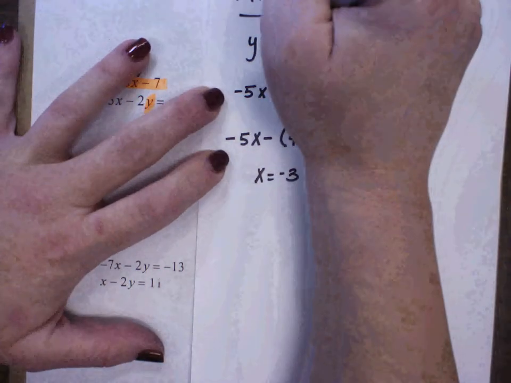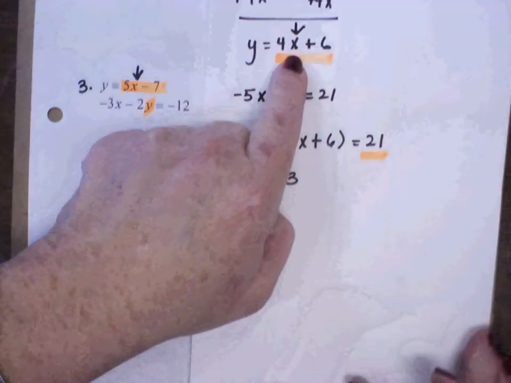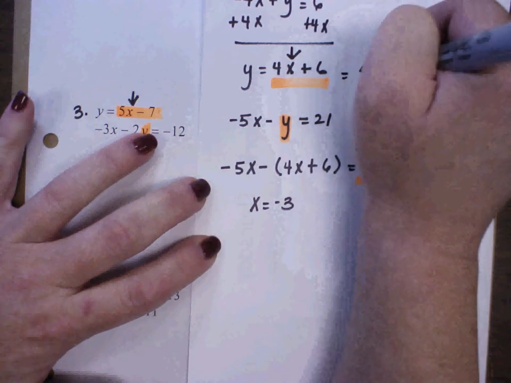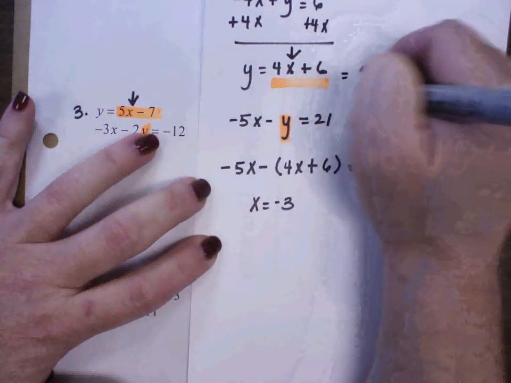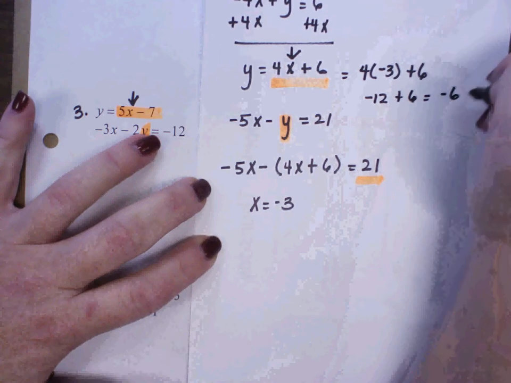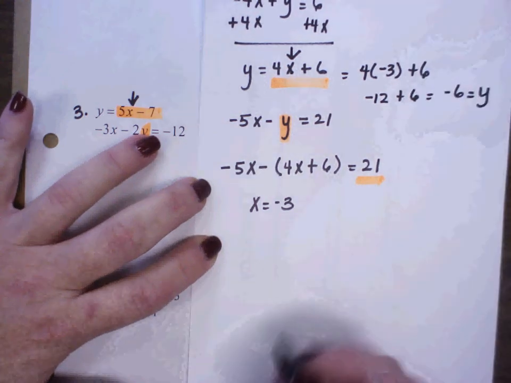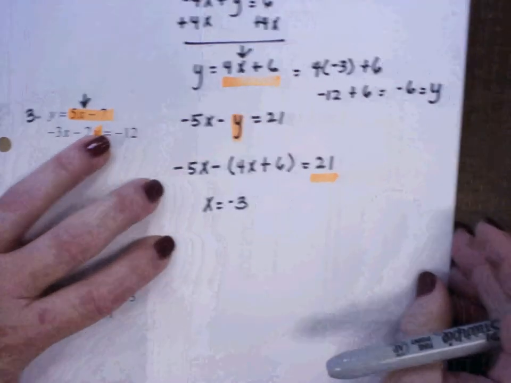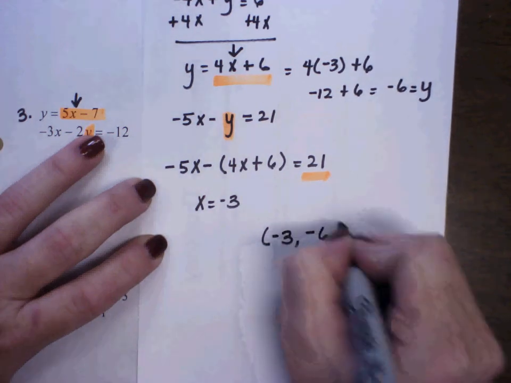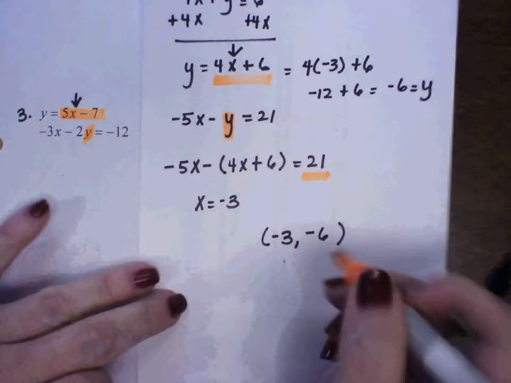And now, to find the y, I'm going to have to plug it in over there. So that becomes 4 times negative 3 plus 6, which is negative 12 plus 6, which is negative 6. So that is my y. So now the solution for this system of equations would be negative 3 and negative 6. Okay?